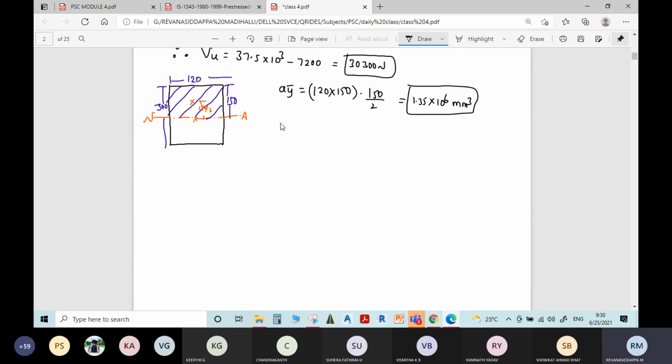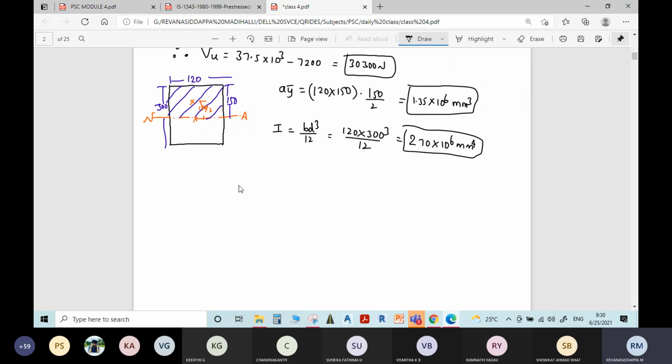I is equal to BD cube by 12, 120 into 300 cube divided by 12. What is the answer? 270 into 10 raised to 6 mm^4. Now every parameter is known, just substitute and get the shear stress.